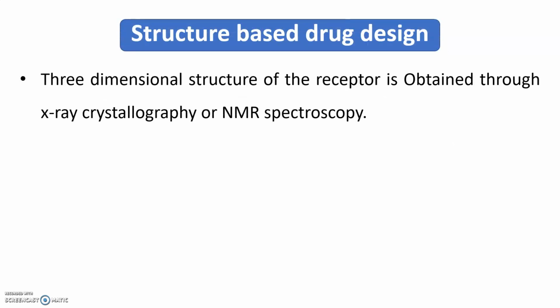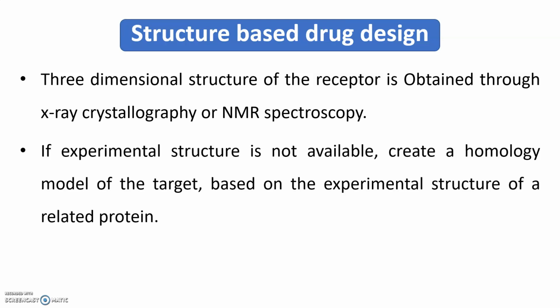Now, the three-dimensional structure of a receptor is obtained through two methods, X-ray crystallography method or NMR spectroscopy method. But if the structure of the receptor is not known or not available in the PDB data bank, then homology modeling approach is used to design the new structure of the protein.